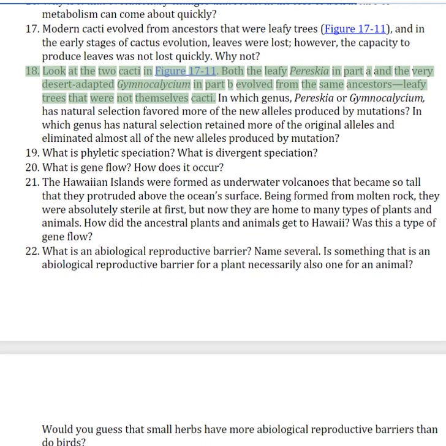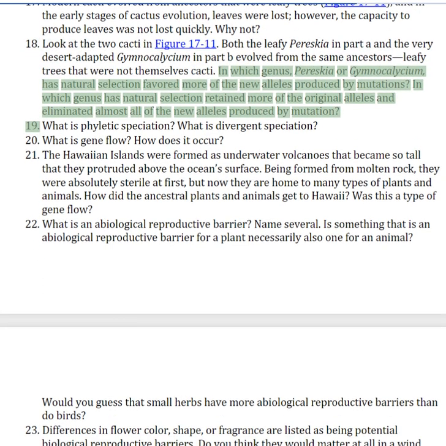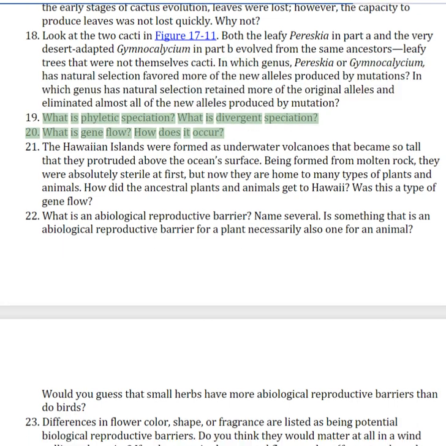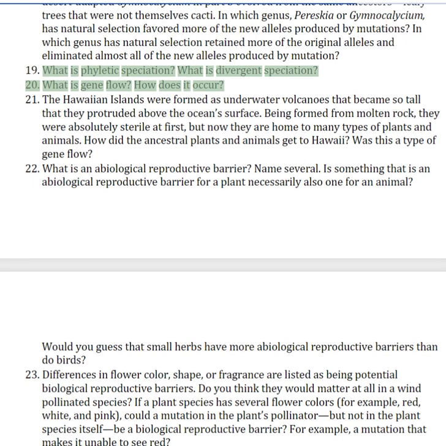Both the leafy Pereskia in Part A and the very desert-adapted Gymnocalycium in Part B evolved from the same ancestors, leafy trees that were not themselves cacti. In which genus, Pereskia or Gymnocalycium, has natural selection favored more of the new alleles produced by mutations? In which genus has natural selection retained more of the original alleles and eliminated almost all of the new alleles produced by mutation? 19. What is phyletic speciation?